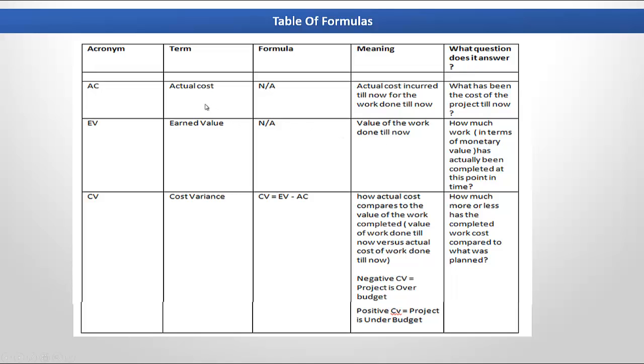So the first term that we're going to discuss is actual cost. The acronym for the term actual cost is AC. And the term actual cost refers to the actual cost which has been incurred on the project till now for the work that has been done on the project till now. I've used the term till now to make it easier for you to understand. You can also consider till now as up until a particular point in time on the project.